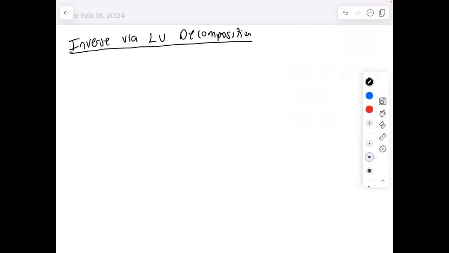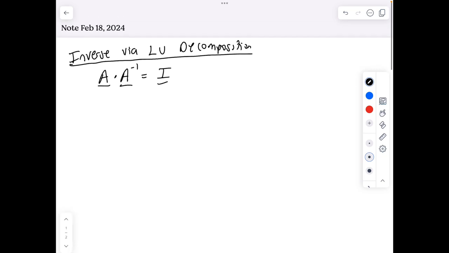Okay, so we're going to do a quick problem on finding the inverse of a matrix with LU decomposition. And remember that an inverse is special in that if I have a matrix A and I multiply it by its inverse, I will get the identity matrix. And LU decomposition is how a lot of computers will actually do this in order to find what the inverse of A is.